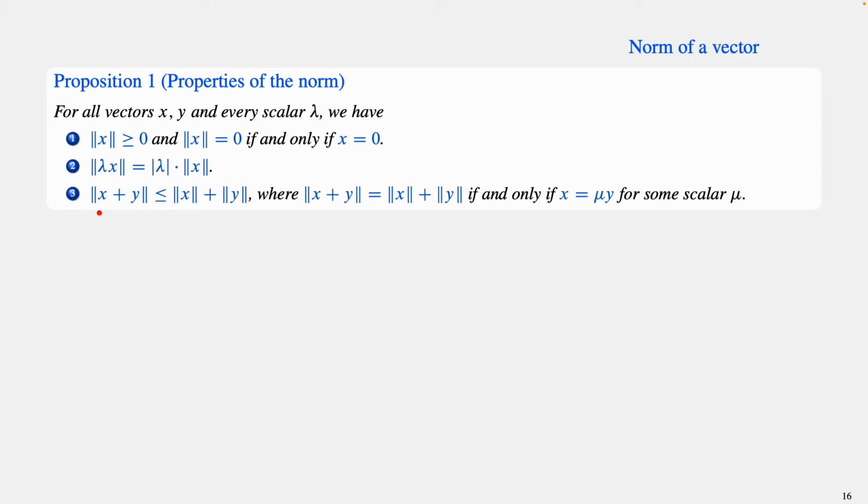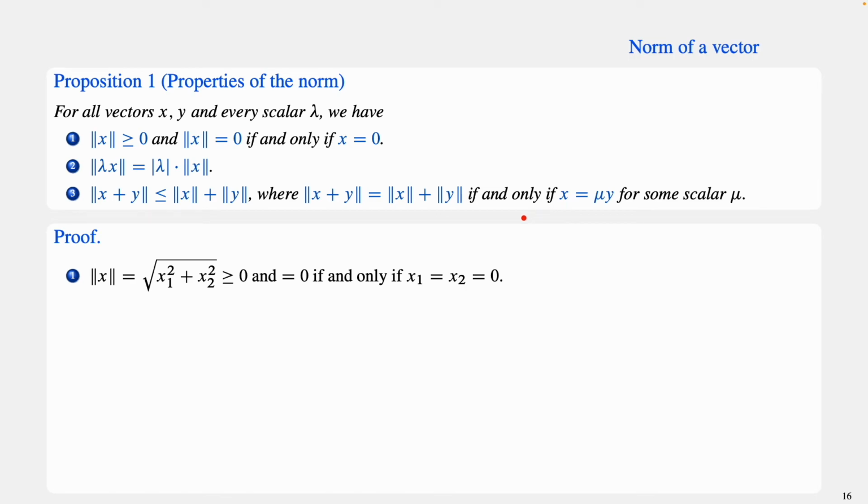And then we have the so-called triangle inequality. So then if we have two vectors x and y and we take the sum x plus y, then the norm of the sum is less or equal to the sum of the individual norms. So norm of x plus y less or equal to norm of x plus norm of y. And here we have equality if and only if x and y point in the same direction. So x and y are multiples of each other. So there's some scalar that we can multiply one of them with, say y in this case, so that we get x. And we can prove this.